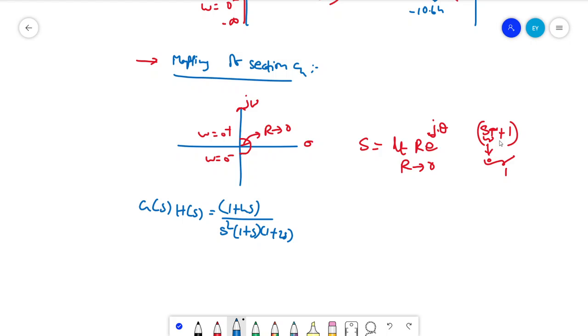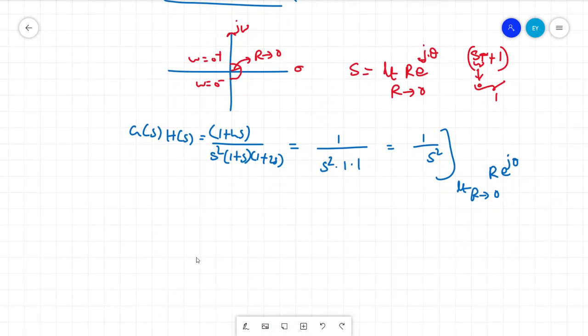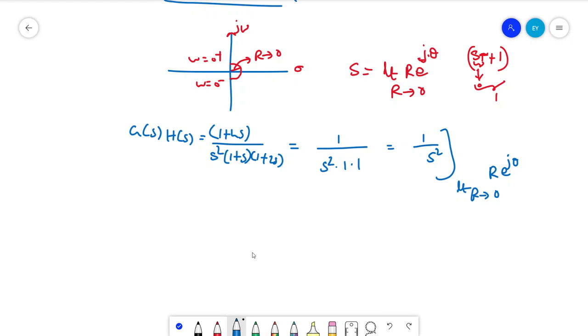So just substitute this, how the transfer function become s tau plus 1. So it will become 1. Here also it will become 1. Here also it will become 1. Therefore 1 by s square into 1 into 1, that is equal to 1 by s square. So for this you have to apply limit r tends to 0, r into e power j theta, r tending to 0. Therefore g of s into h of s is equal to 1 by limit r tends to 0 of r into e power j theta square, because this is s square.